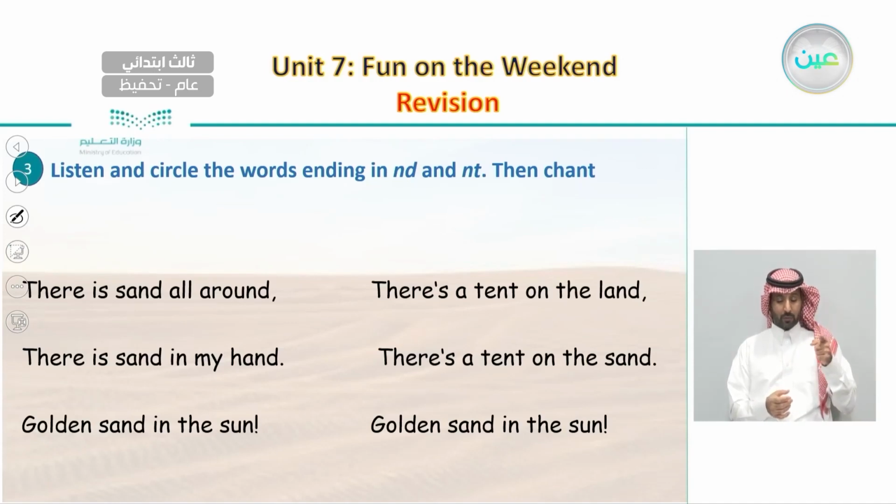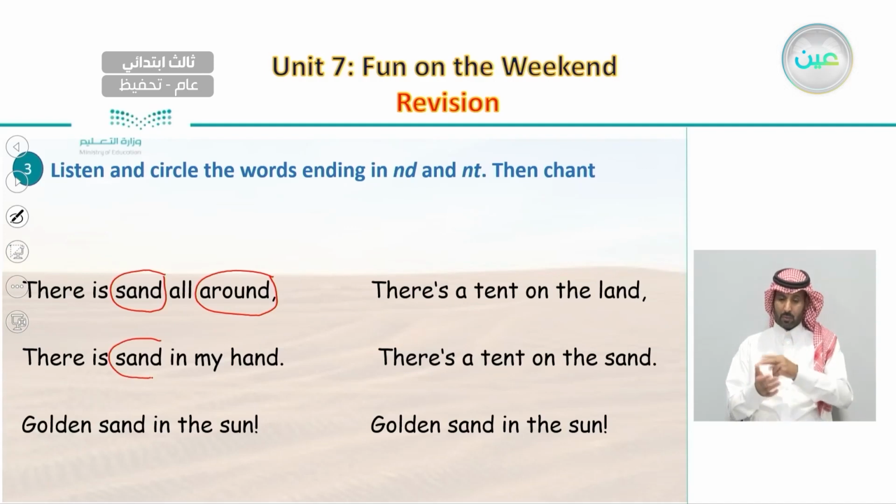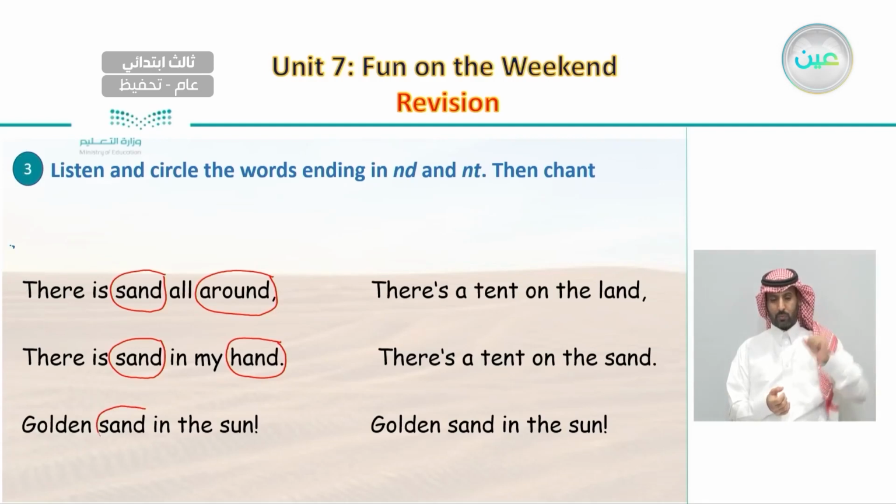This is the first word that ends with ND. There is sand, all around. The word around also ends with ND, so we circle this one. There is sand. This is also a word that ends with ND. In my hand. My hand, also the word hand ends with ND. Golden sand, and also the word sand ends with ND.